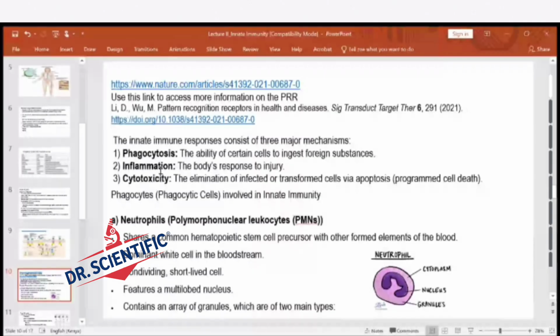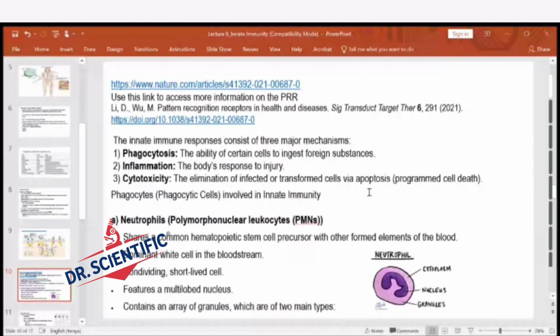Then cytotoxicity. Cytotoxicity, of course, is the elimination of infected or transformed cells via apoptosis. So apoptosis also plays a key role in elimination of these cells. And apoptosis, of course, is programmed cell death, as you mostly know.